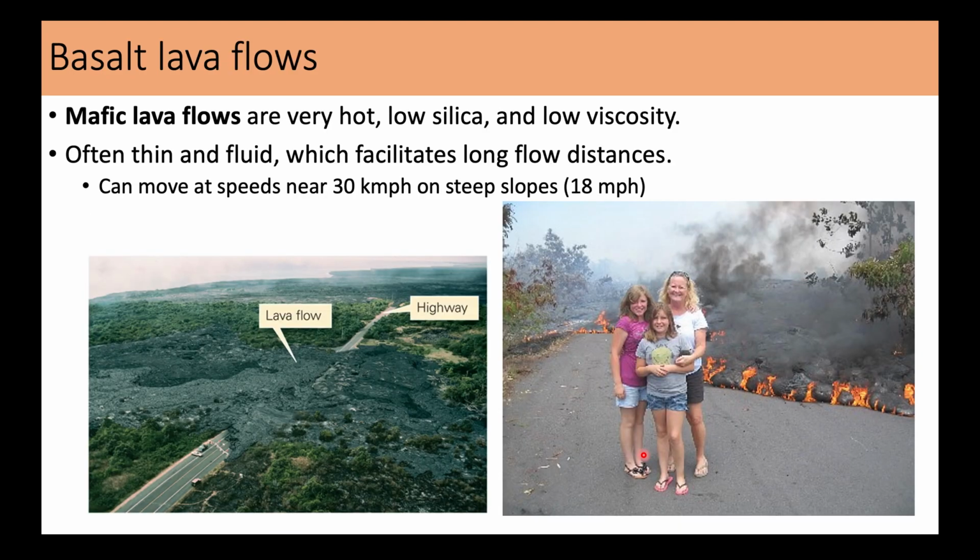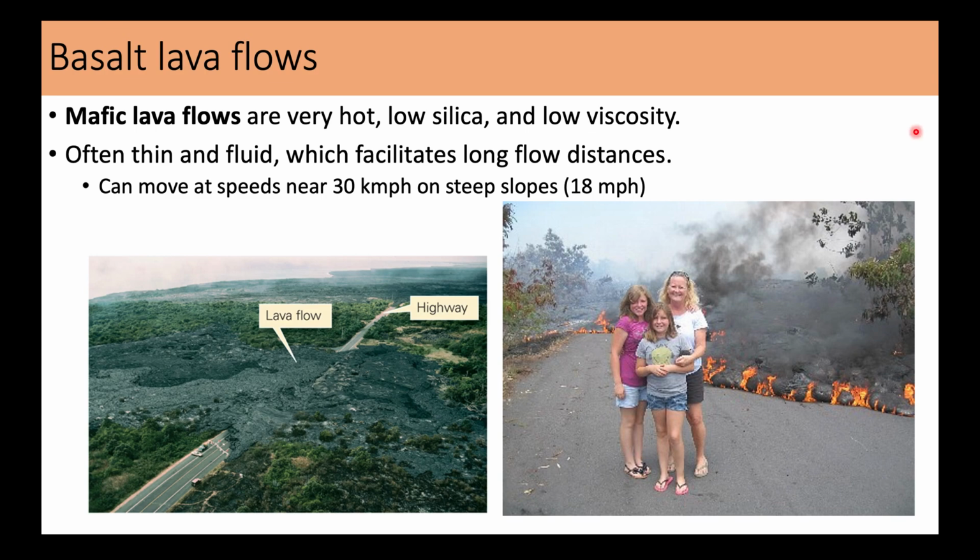So basaltic lava flows are very mafic. They're hot, low viscosity, thin and more fluid, so they can flow very, very long distances. And like the video that I showed said, it can't be stopped. So lava flows like this are something that cannot be stopped. They can move about 30 kilometers per hour if they're on steep slopes.